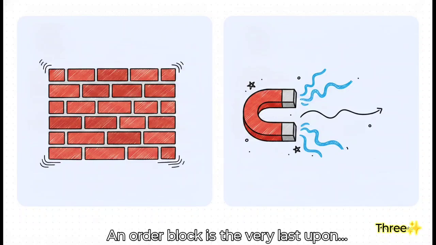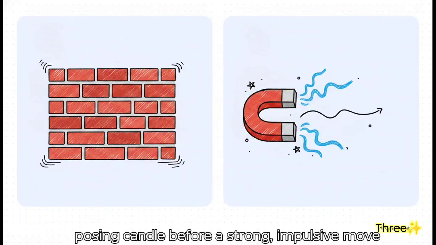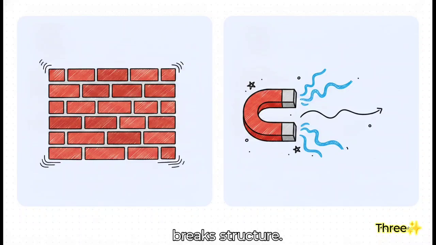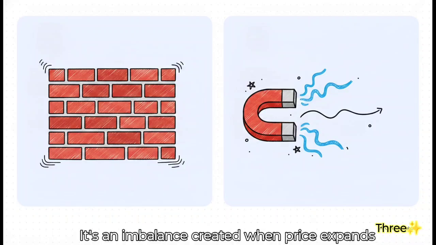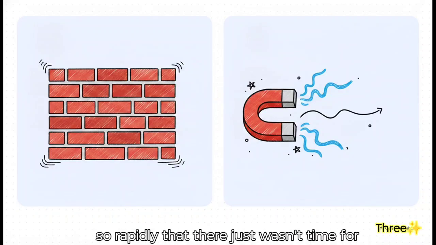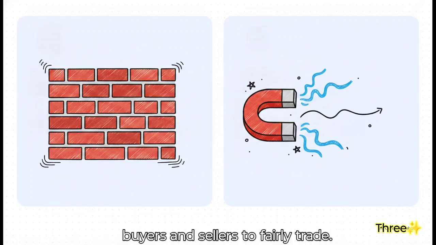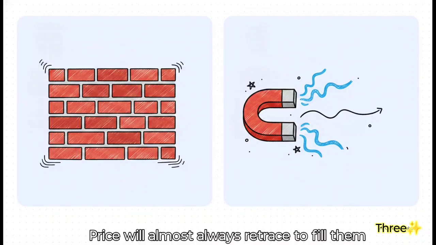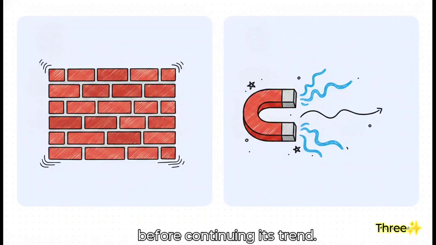An order block is the very last opposing candle before a strong, impulsive move breaks structure. It is quite literally the footprint of a massive institutional order. A fair value gap, on the other hand, is an inefficiency. It's an imbalance created when price expands so rapidly that there just wasn't time for buyers and sellers to fairly trade. These gaps act like magnets. Price will almost always retrace to fill them before continuing its trend.